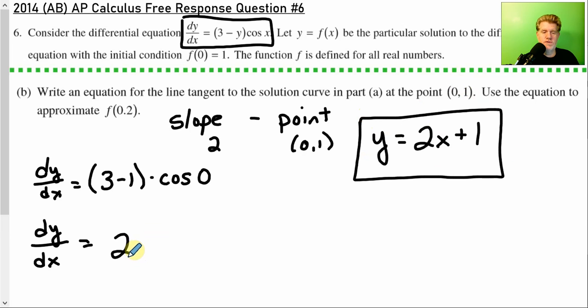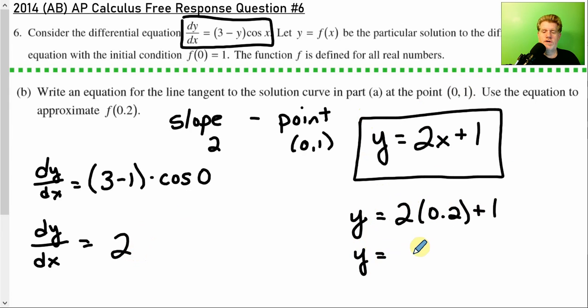And we're going to use that equation to approximate f of 0.2. So all we're going to do is put 0.2 in place of x. So we get 0.4, so 1.4. So we'll say f of 0.2 is approximately 1.4. Sorry, that was a little high. It looks like 0 times 2, but I meant 0.2. Okay.